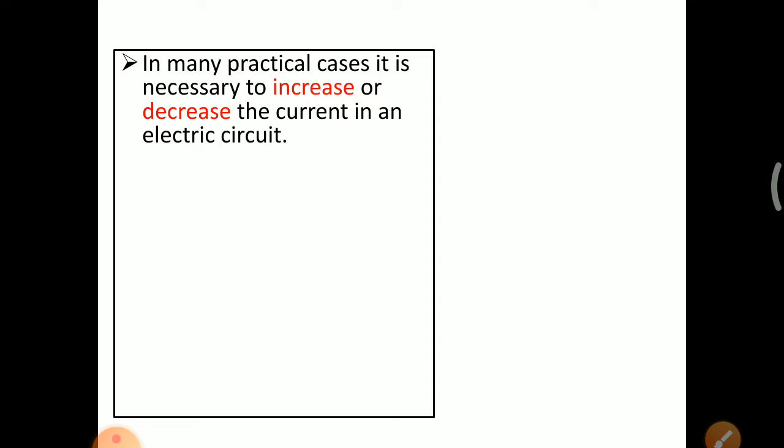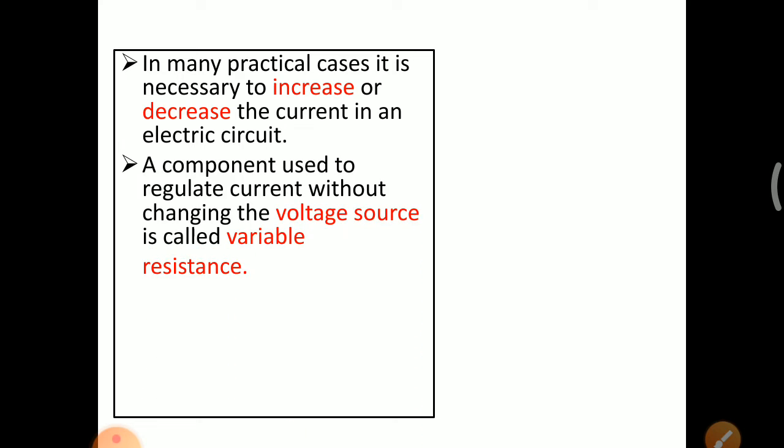But without changing the voltage source, how will I increase or decrease the current in the circuit? Which instrument helps us to do that? A component used to regulate current without changing the voltage source is called variable resistance. Using variable resistance, I can change the current in the circuit without changing voltage source.